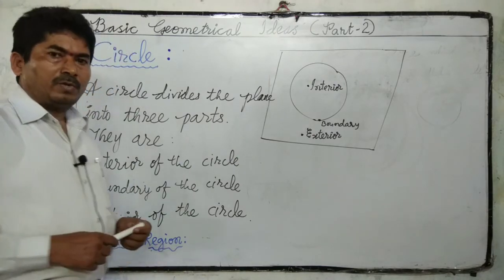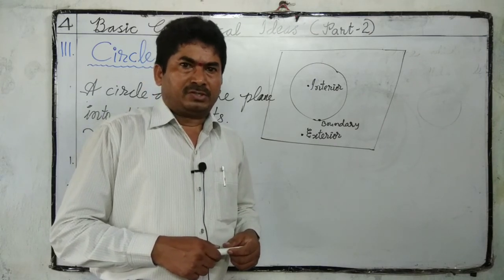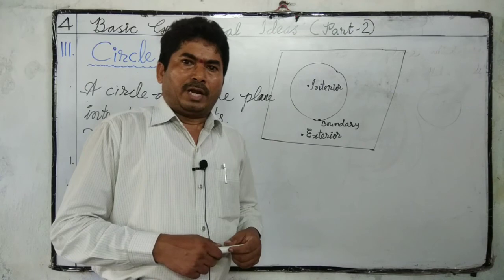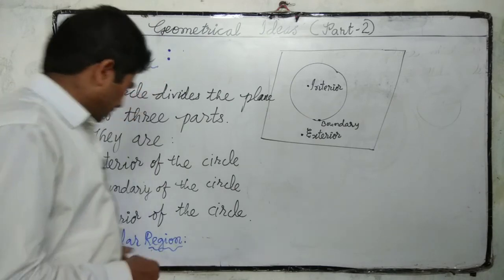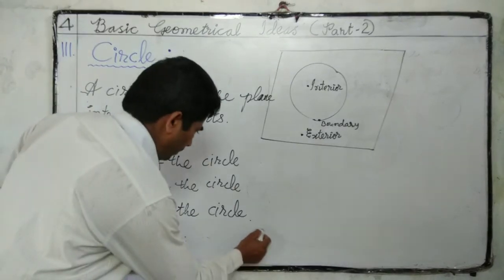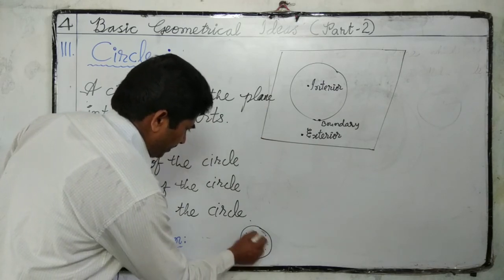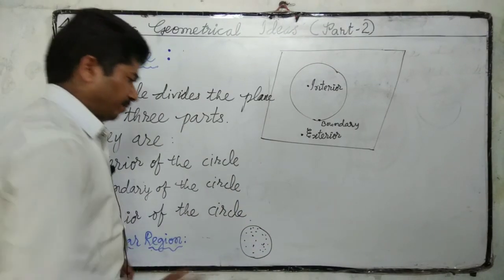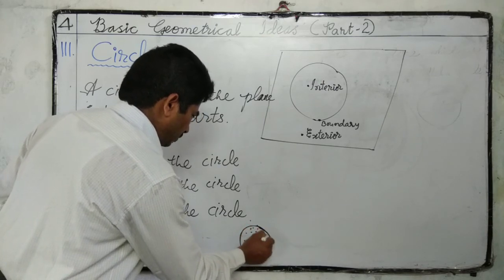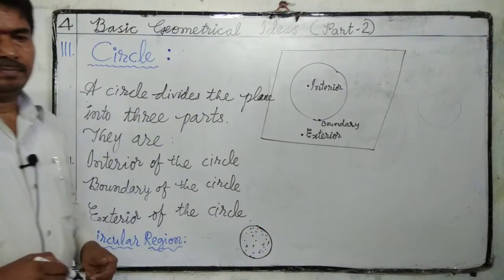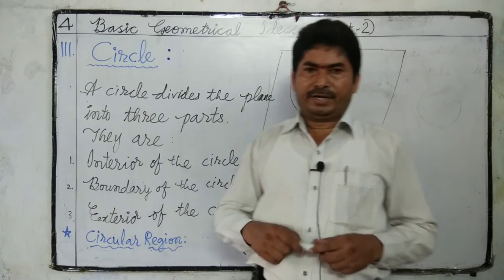Circular region. What is a circular region? The region in the interior of the circle enclosed by boundary is called circular region. This is inside, interior of the circle enclosed by boundary. So this is called circular region. These are all about basic geometrical ideas.